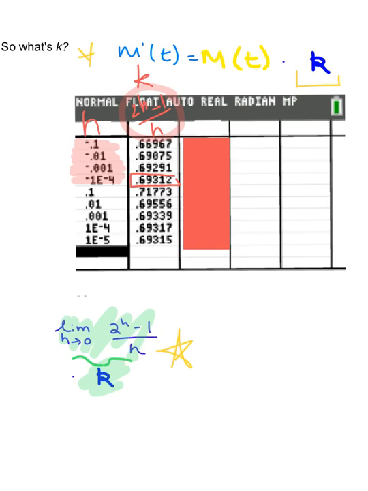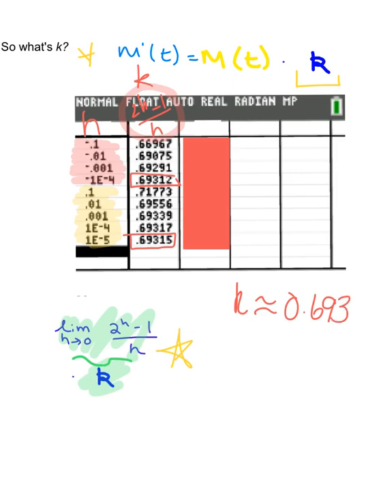If we look at the other side, meaning positive values, these positive values are getting smaller and smaller, so we're getting closer and closer to 0. We also see that it approaches this number, 0.693. So we can see that k is approximately 0.693.